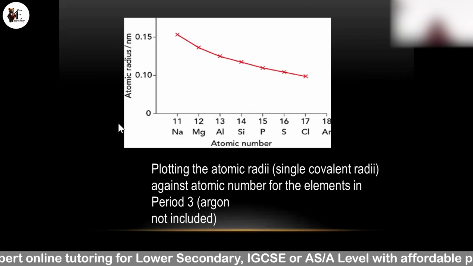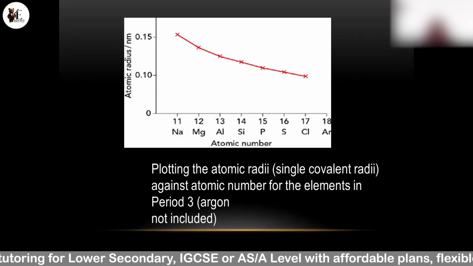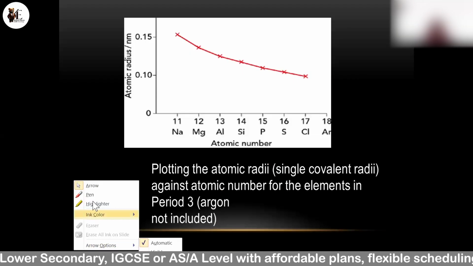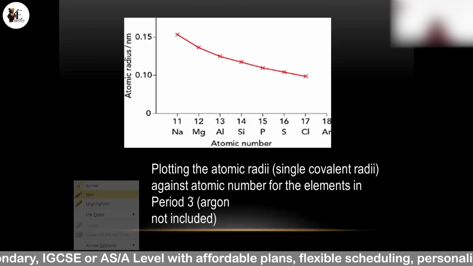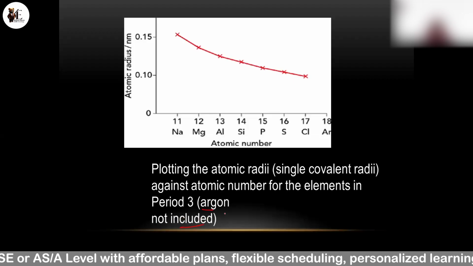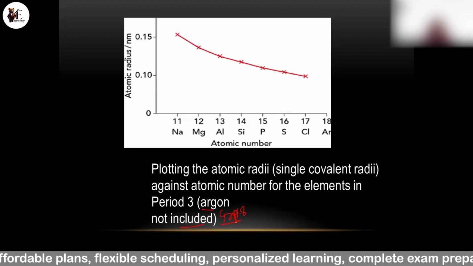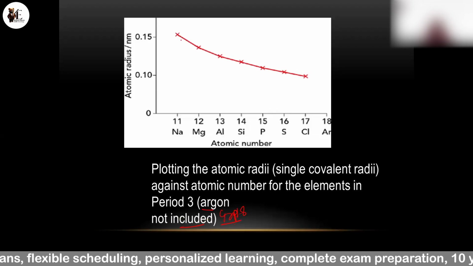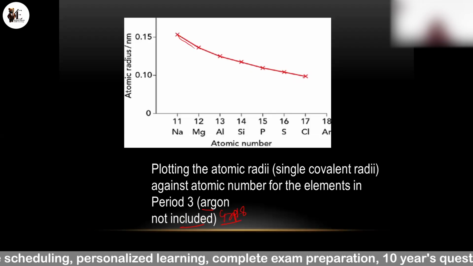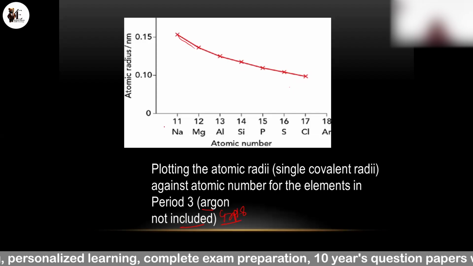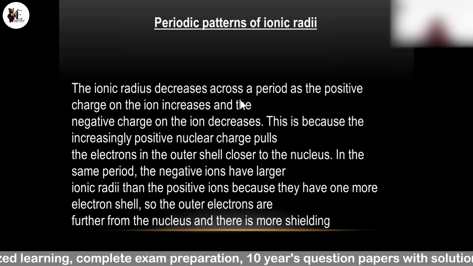So this is the graph of atomic radius, single covalent radii, against atomic number for the elements in period 3. But argon is not included. Why? Because it belongs to group 18, and in group 18 elements we use the van der Waals radius, not the covalent radius. So it is decreasing like this. This is the general trend: atomic radius or covalent radius decreases.